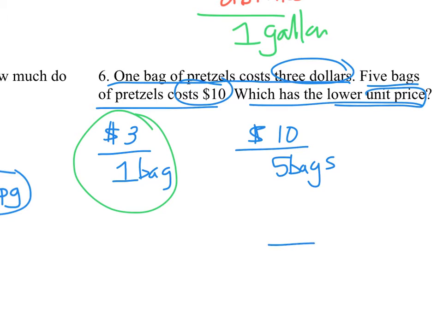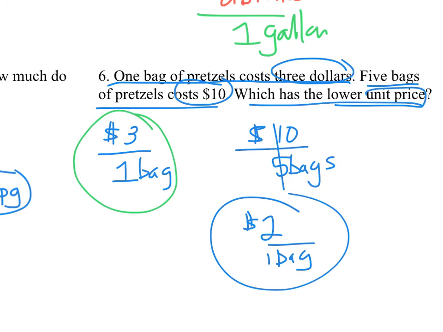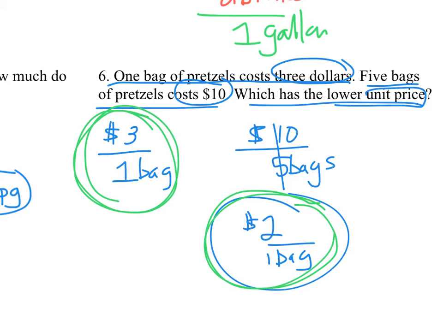This one I have to figure out how much it will cost for 1 bag. Well, that's easy. 10 divided by 5 is 2. So it's $2 for one bag. Would you rather buy the $3 bag, $3 for one bag, or would you rather pay $10 for 5 bags, which really comes down to $2 per bag? Which one has the lower price? The $10 bag is the lower price.